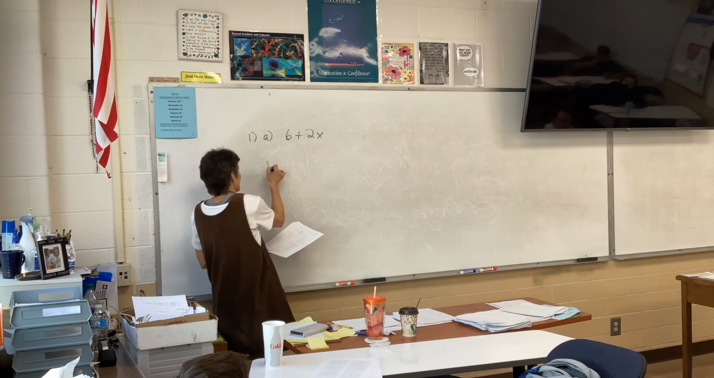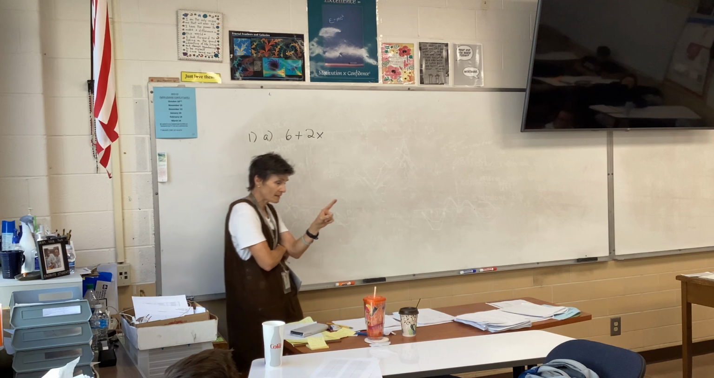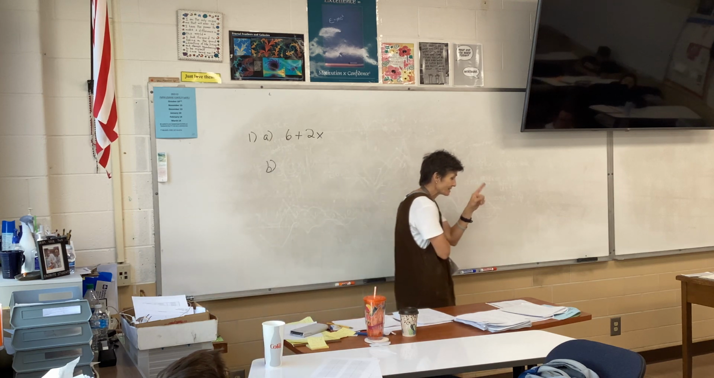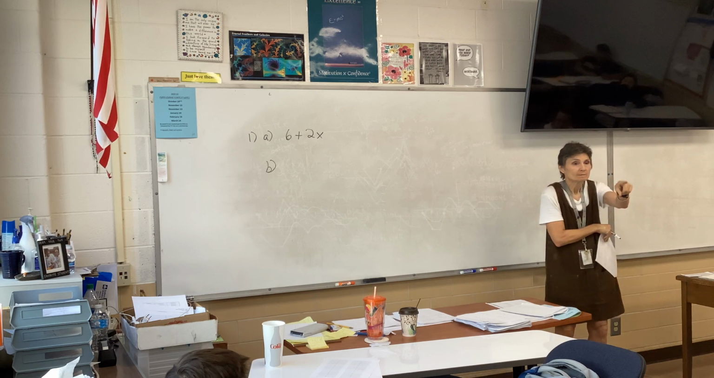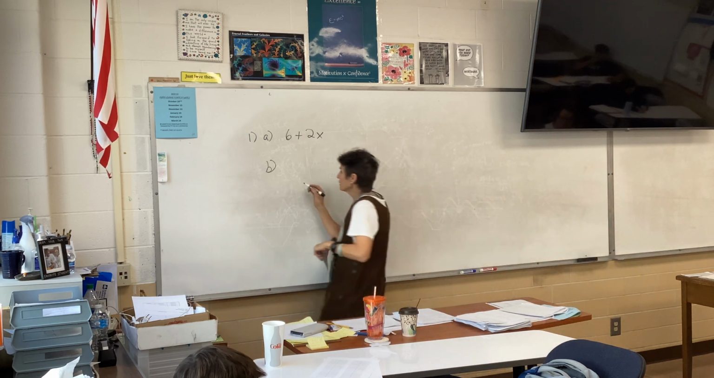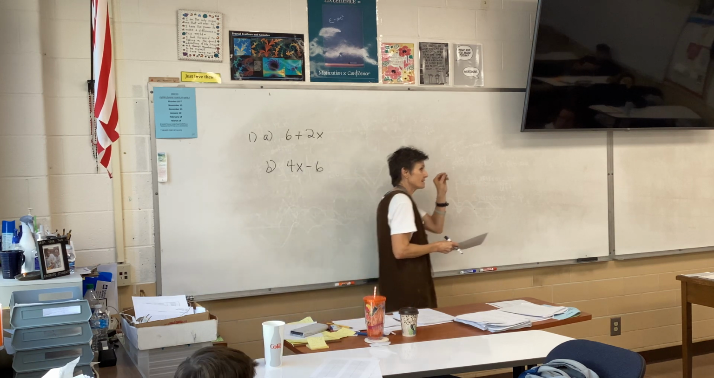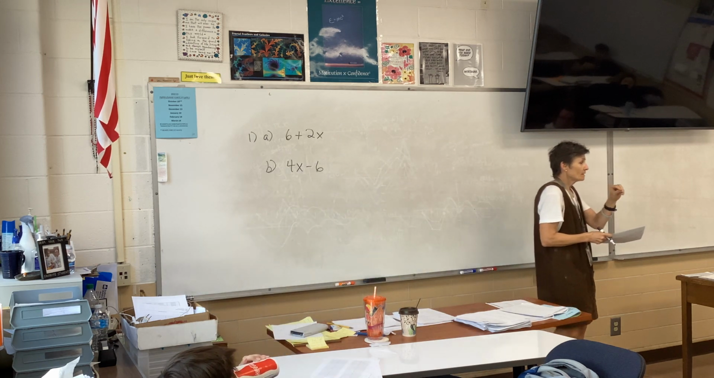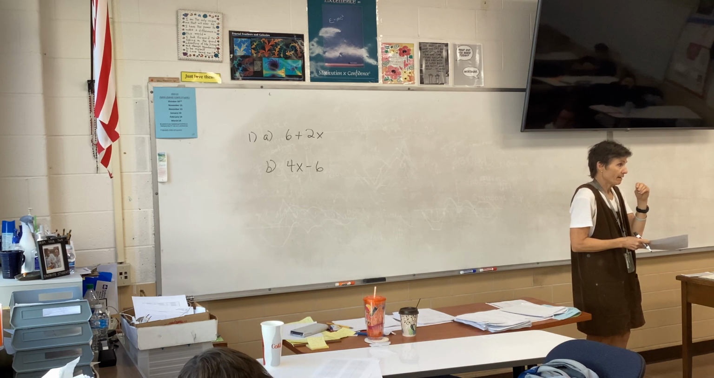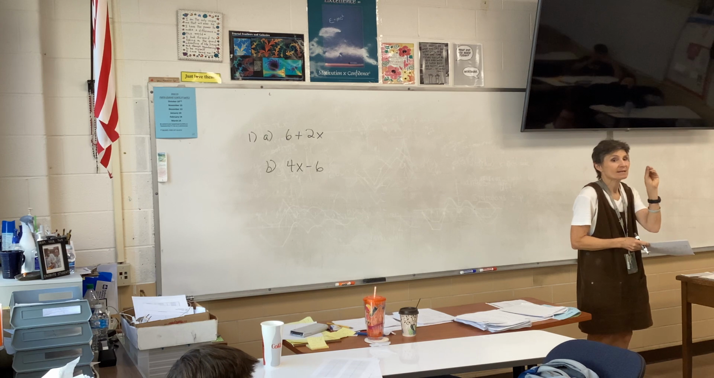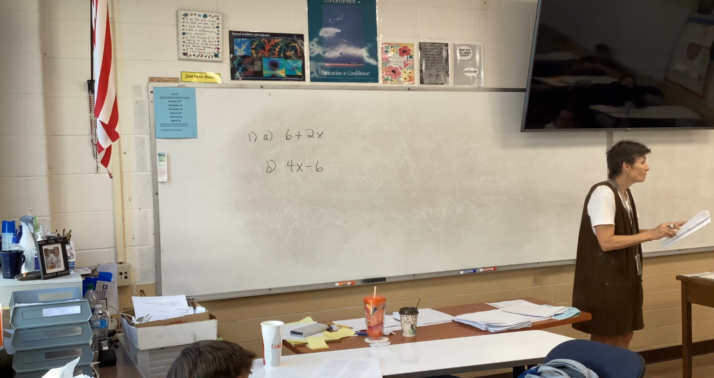6 less than 4 times the number. Now this one's a little bit tricky, be careful. 6 less than 4 times the number. 4x minus 6. Very good. 4x minus 6. Because if we say 6 less than, doesn't that mean take away 6? Yeah, it doesn't mean 6 take away, it means take away 6. So 4x minus 6.